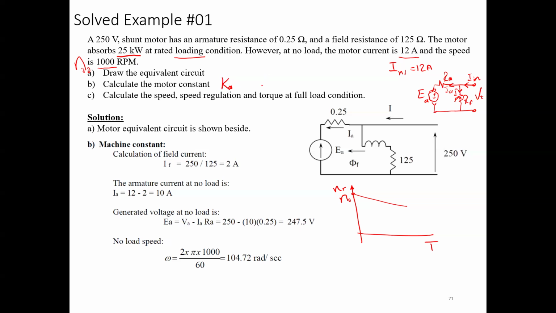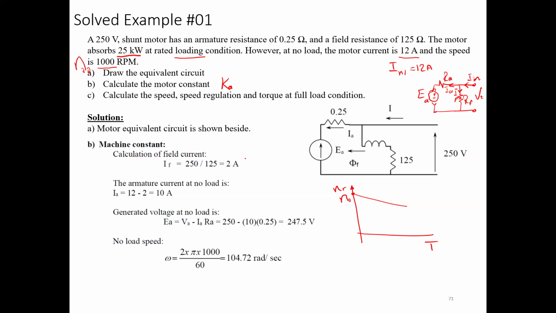So let's start firstly doing the analysis. So at no load, we have 12 ampere and we have 1000 RPM. At full load, we have the 25 kilowatts.